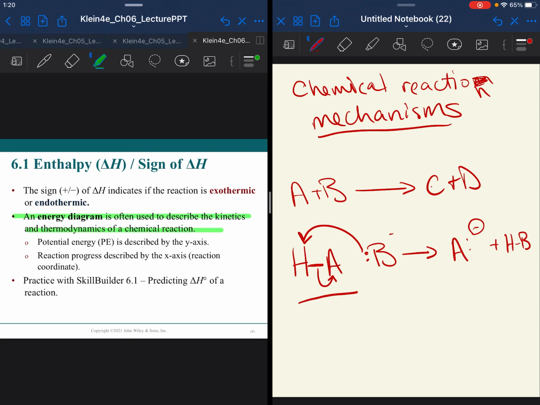These energy diagrams are used to describe the kinetics and thermodynamics of a chemical reaction.